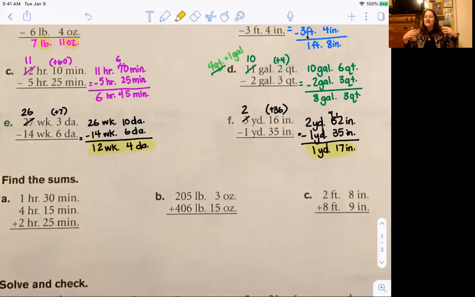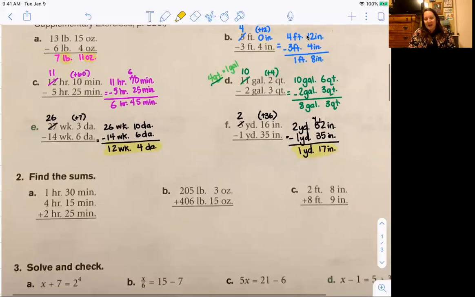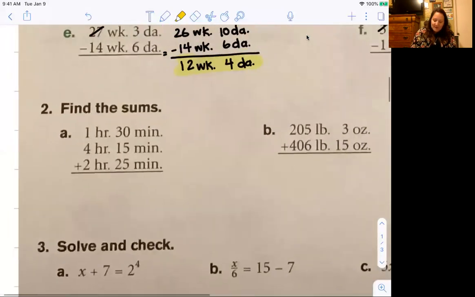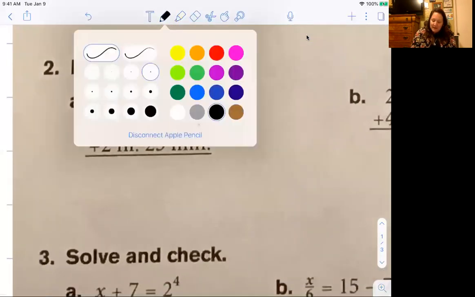Now, the reason why I didn't really so much review before we started is because I knew that number 2 was coming up. And number 2 is finding the sums, and this is what we did on Friday. So let's find the sum. Sum means we are adding.